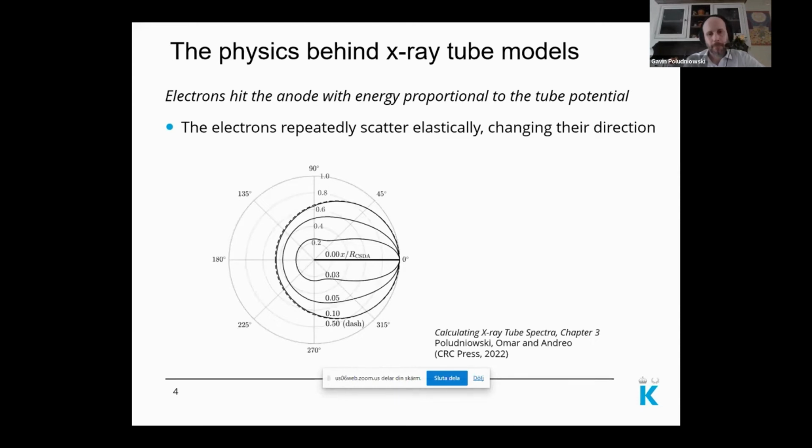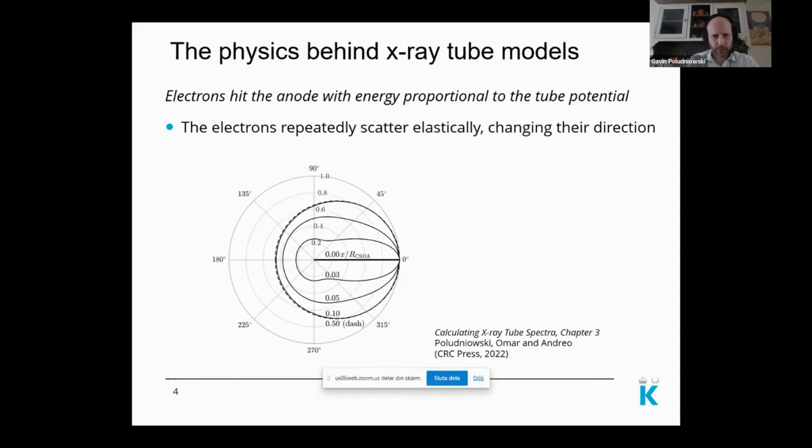Now below here we have a plot. It looks a bit like the classic polar plot of Bremsstrahlung angular distributions, but that's not what it is. It's showing actually the distribution of angles of electrons at depth in the target when they penetrated to a certain depth. This comes from Monte Carlo simulations, actually.